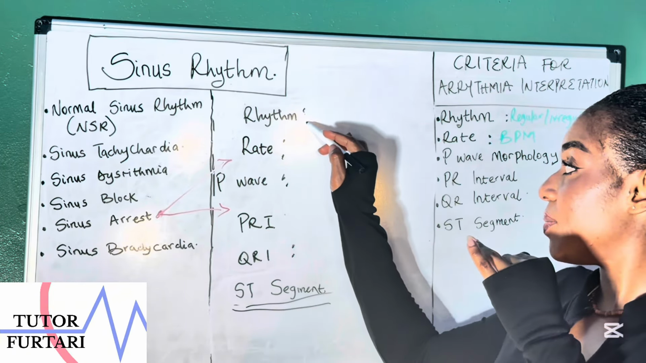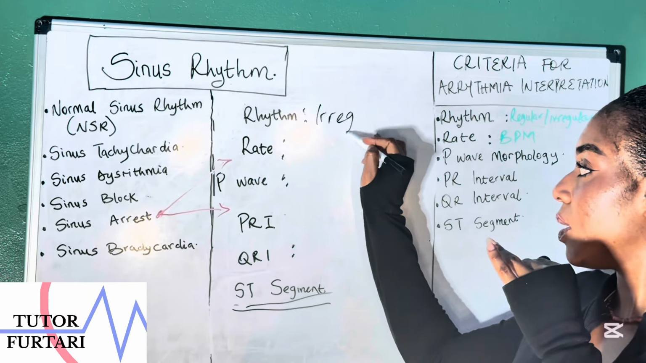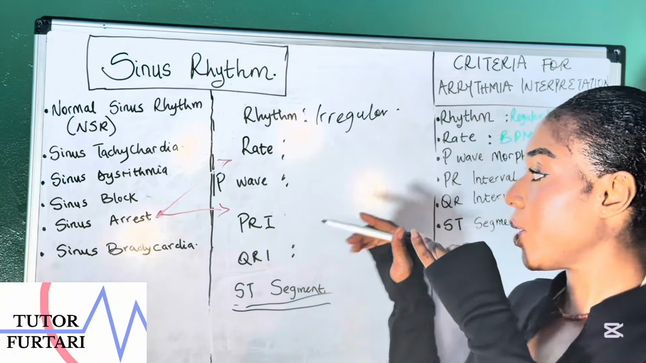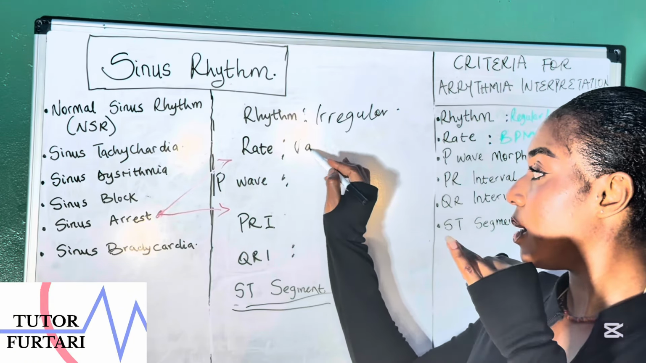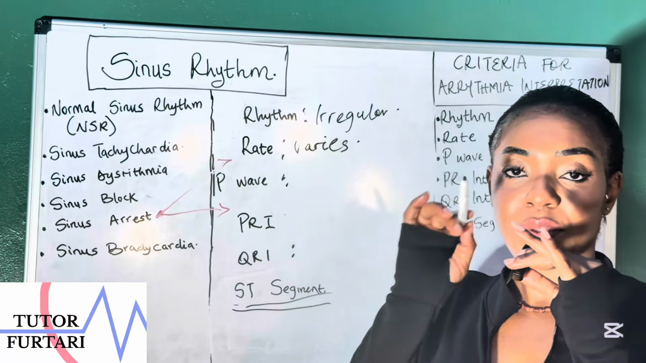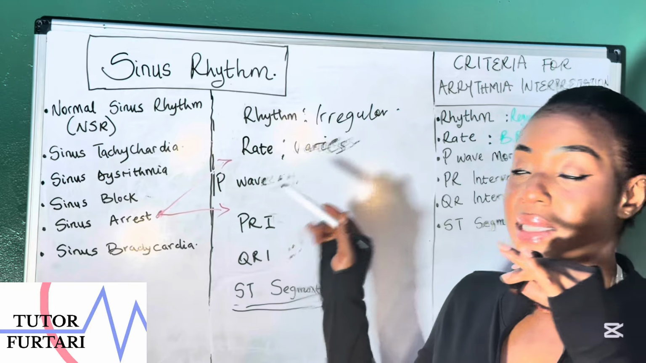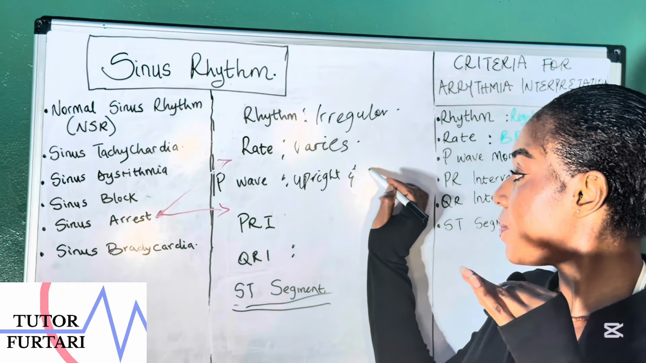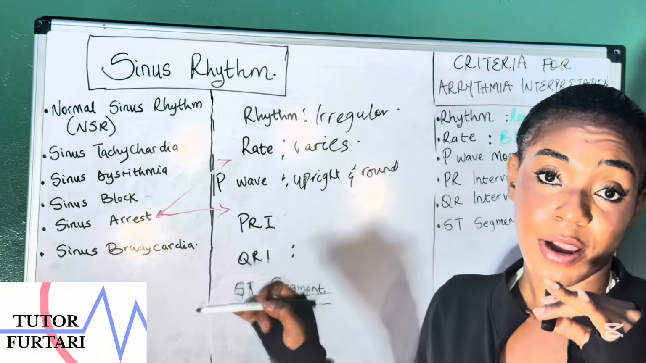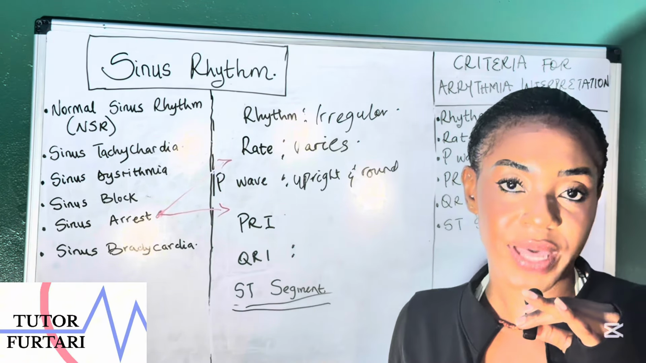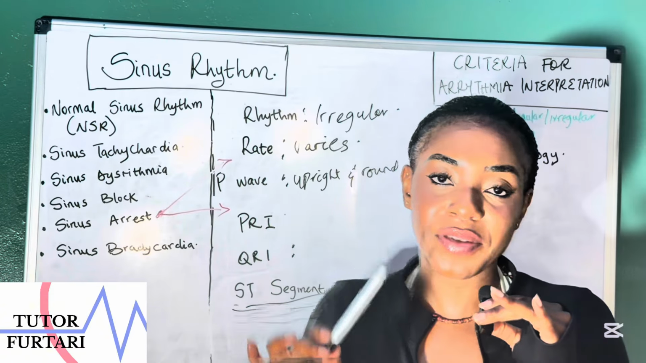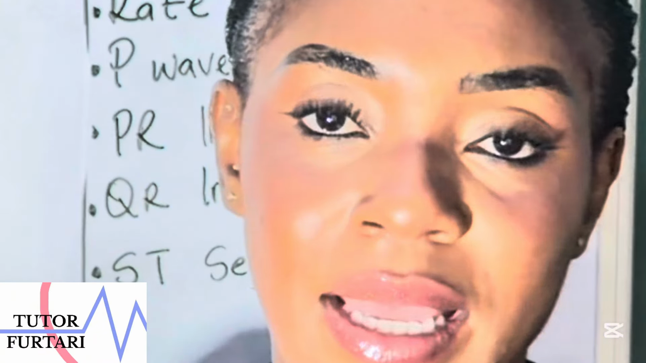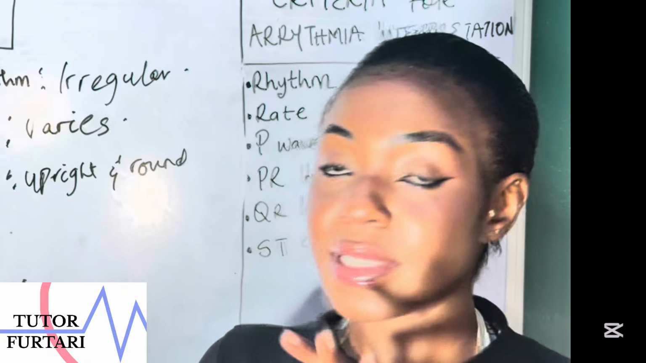First of all, what is the rhythm? The rhythm is irregular. It is regular until it's irregular. Once that pause appears, it's no longer regular. The rate varies due to the presence of that pause. P waves are supposed to be upright and round. And do not forget, one P wave for every QRS. Once you see one P wave for every QRS, it's a sinus. Okay?